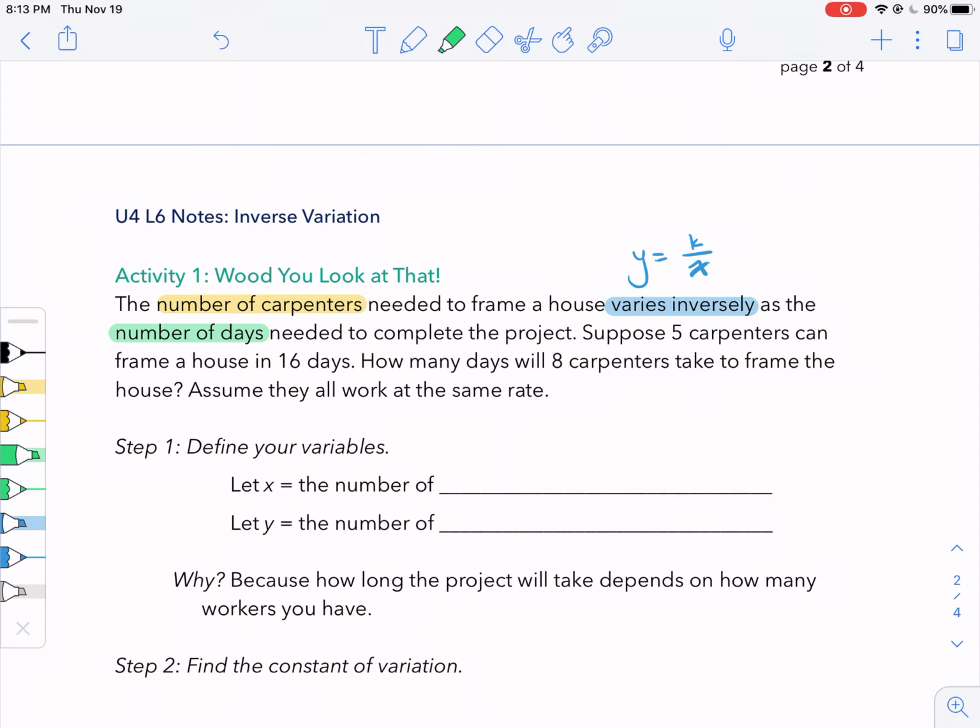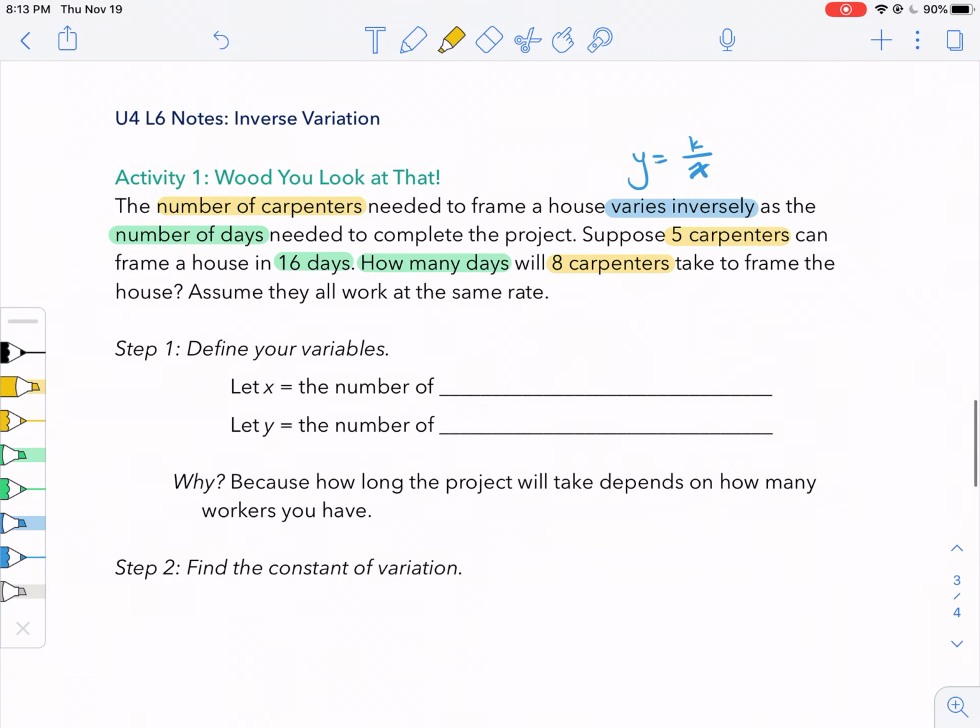Suppose 5 carpenters can frame a house in 16 days. How many days will 8 carpenters take to frame the house? Assume they all work at the same rate. This is a classic problem. So just first look at it.